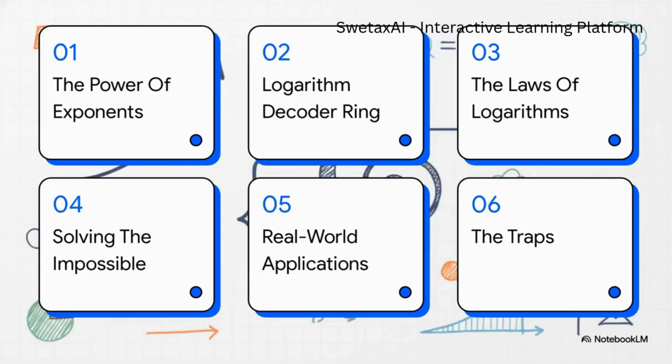So we're embarking on a bit of a mathematical boss battle today. Here's the game plan. We're kicking things off with the sheer power of exponents. Then we'll unlock the logarithm decoder ring, equip ourselves with the laws of logarithms, solve an impossible equation, and finally we'll defeat some real-world problems while dodging a few really common traps.